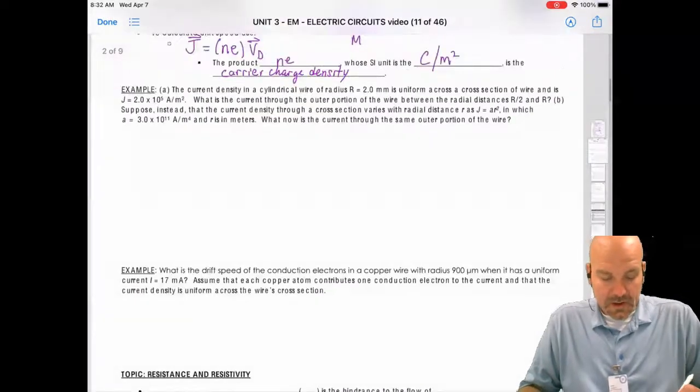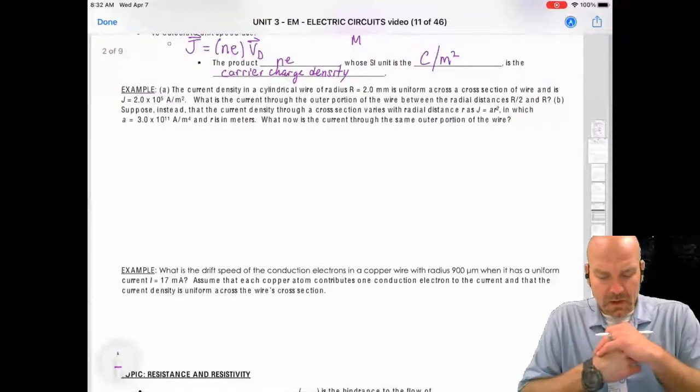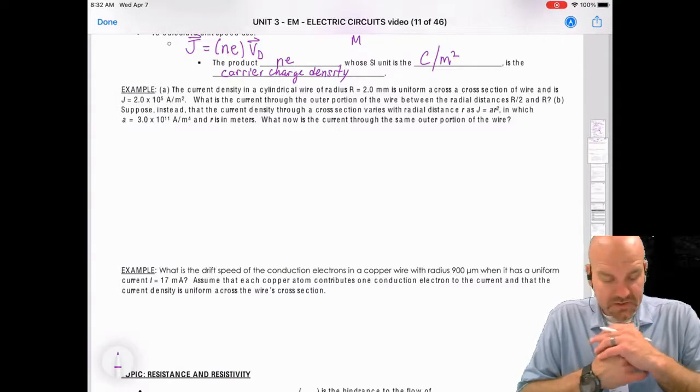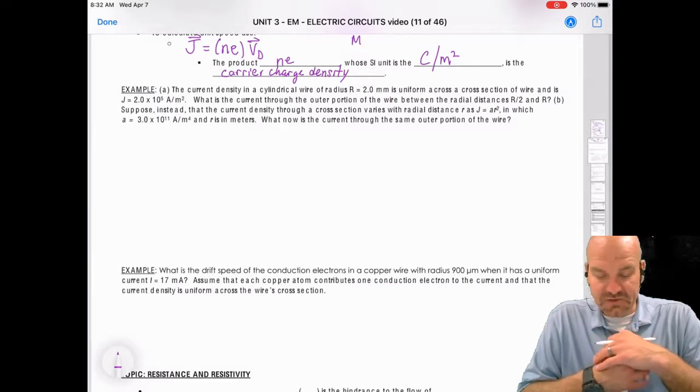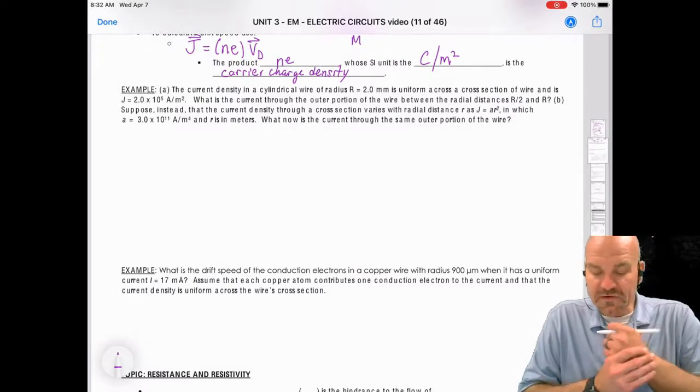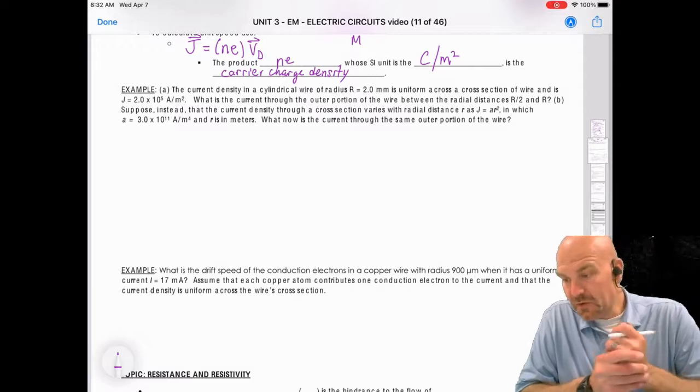What is the current through the outer portion of the wire between the radial distances of R/2 and R? Then suppose instead that the current density through a cross-sectional area at radial distance R is J equals AR squared, in which A is equal to 3.0 times 10 to the 11th amps per meter to the fourth, and R is in meters. What now is the current through the same outer portion of the wire?